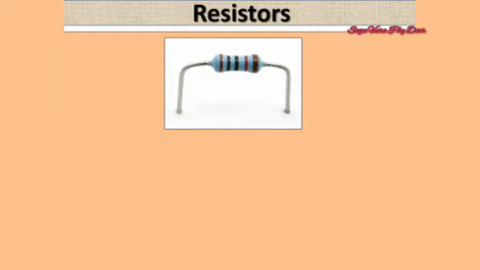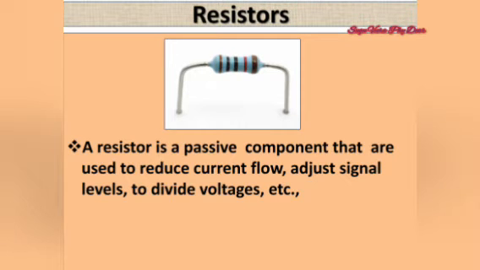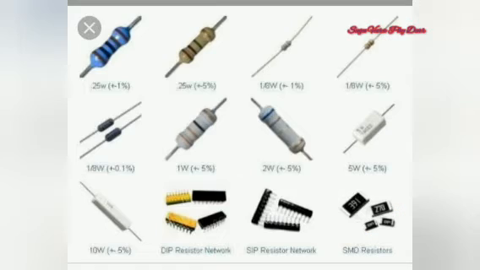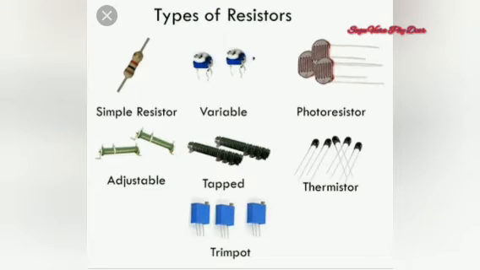What is a resistor? A resistor is a passive component that is used to reduce current flow, adjust signal level, divide voltage, etc. The primary function of a resistor is to limit the flow of electric current. This is a type of resistor.